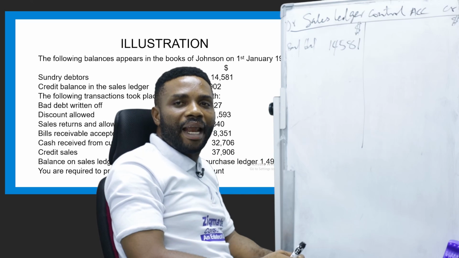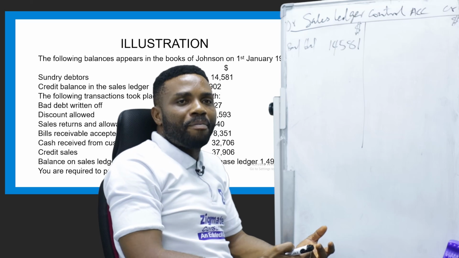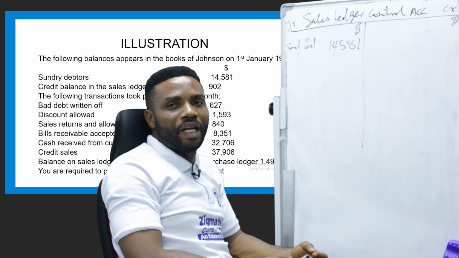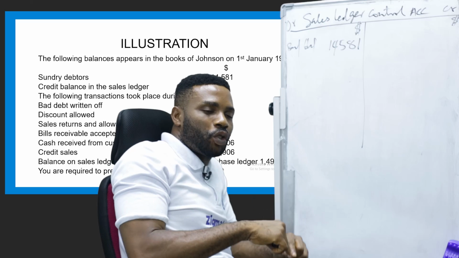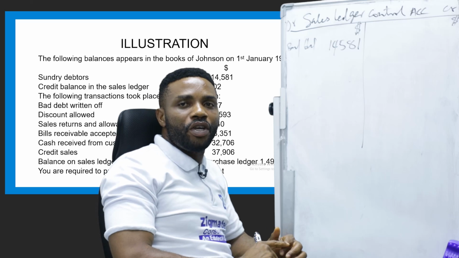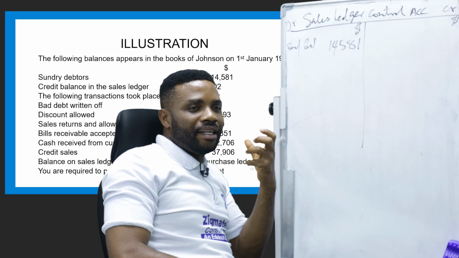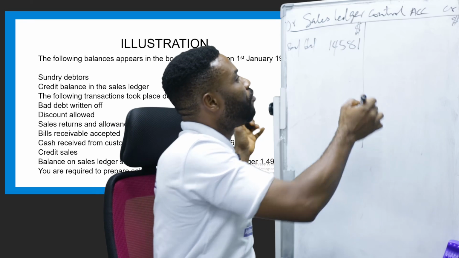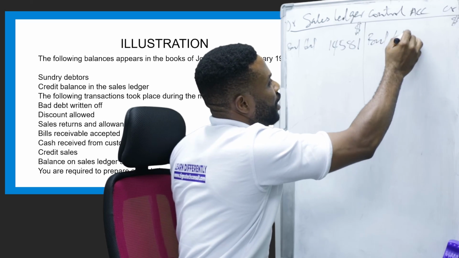Then credit balance in the sales ledger. Remember, accounts are prepared on a going concern basis. It is believed that this business is not going to die in the nearest future. So we believe that transactions last year can be brought forward into this year, and transactions this year can also be brought forward into next year. So when you see credit balance in the sales ledger, what they are saying is that last year, during their payment, they had some balances. So you quickly come here and put that balance here. That's your credit balance that is also brought down here, is what?